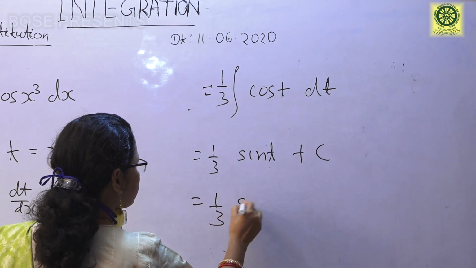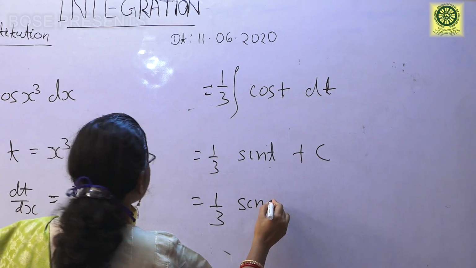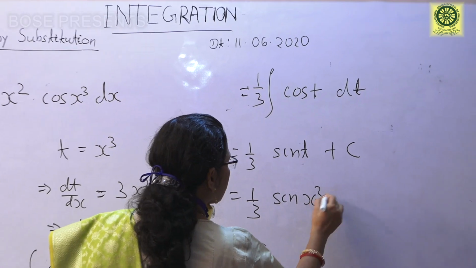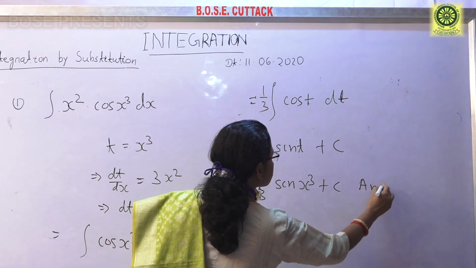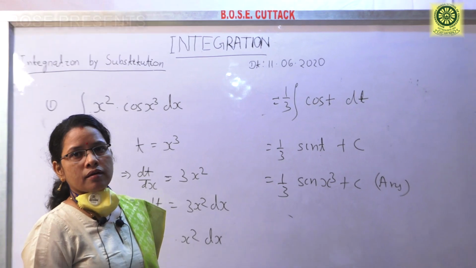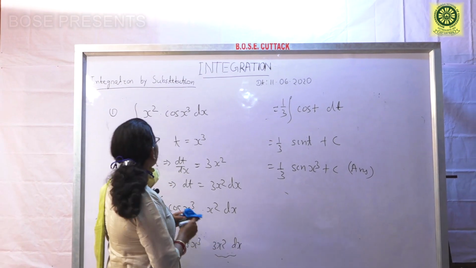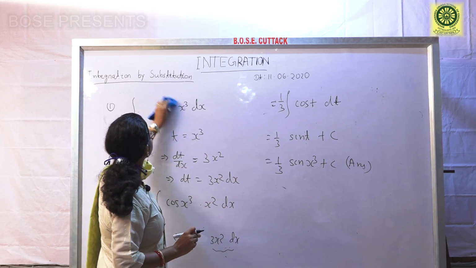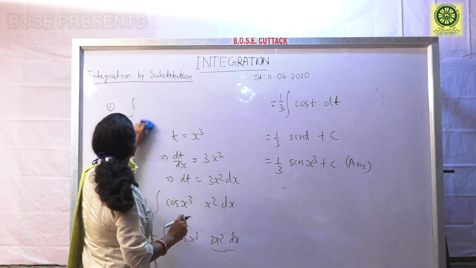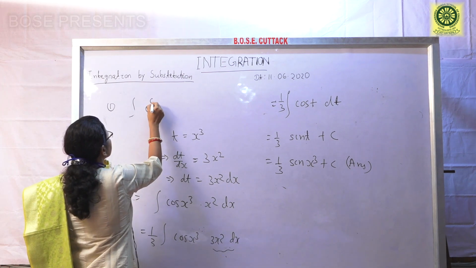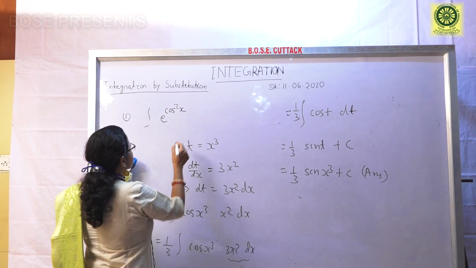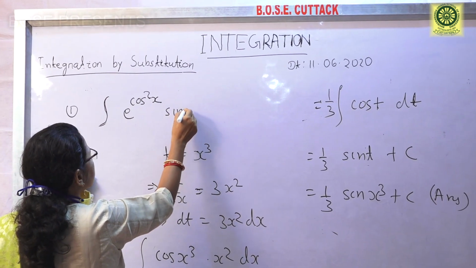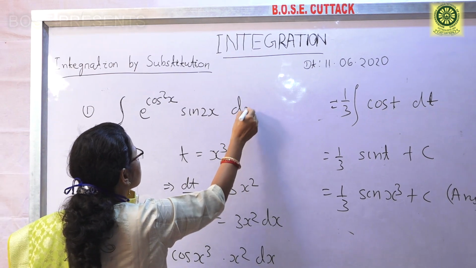Then just replace t by your x³. Okay. This is your required answer. Now come to the next problem, that is to integrate e^(cos²x) sin 2x with respect to x.